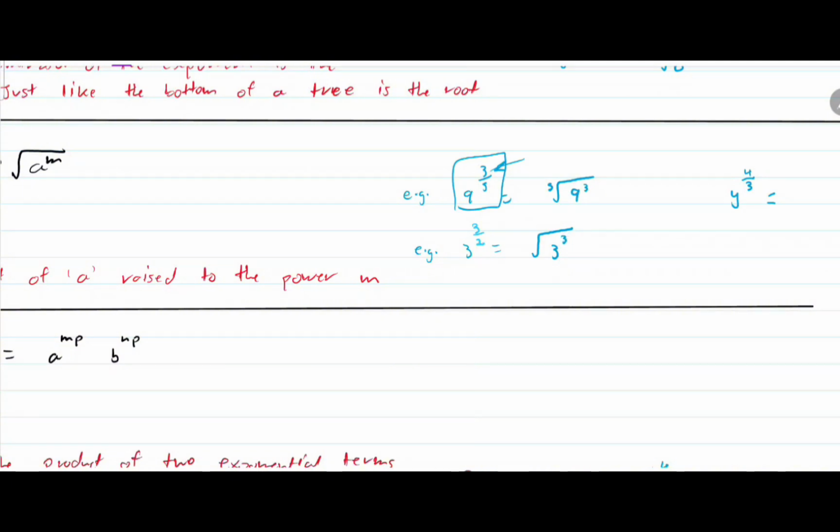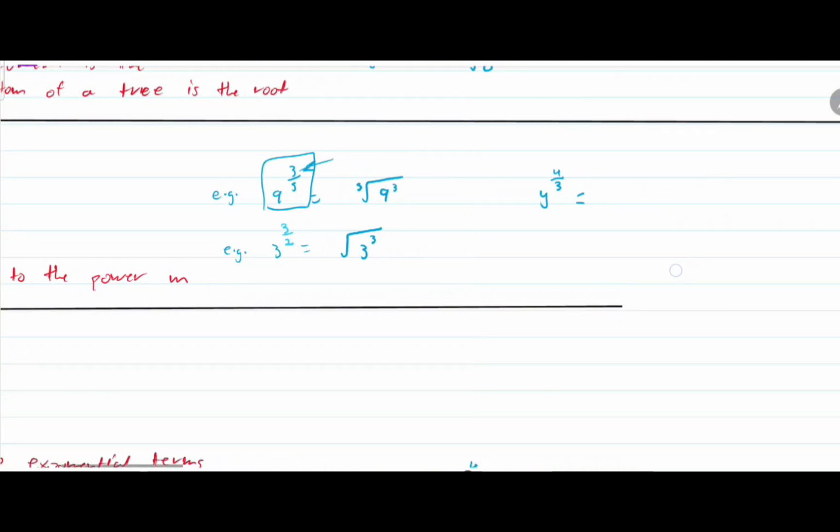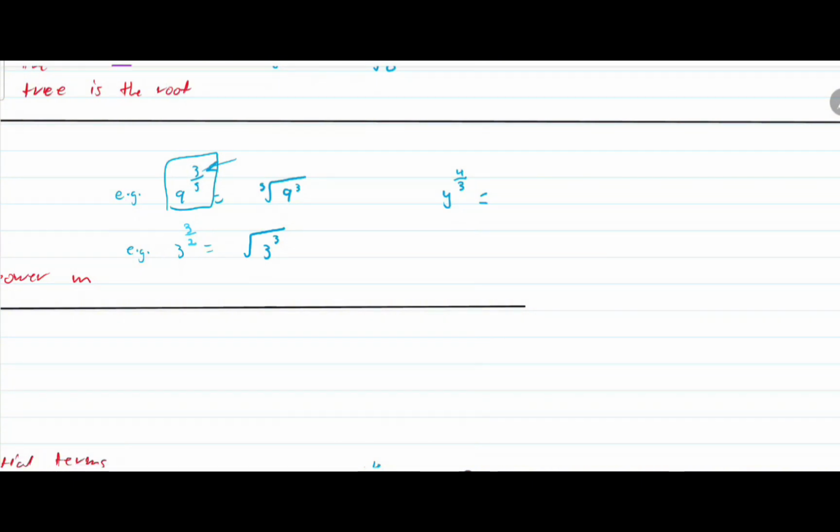Now you're probably wondering why I did not write in the 2. Well, that is because this symbol represents square root by default, so you don't need to write in that 2. Okay, what about if I had y raised to the power of 4 upon 3? Again, same concept: the cube root of y raised to the power of 4.